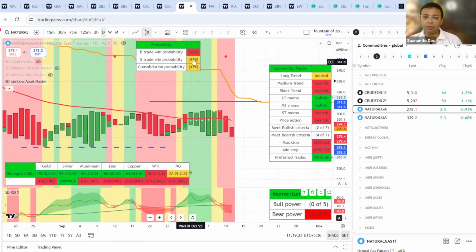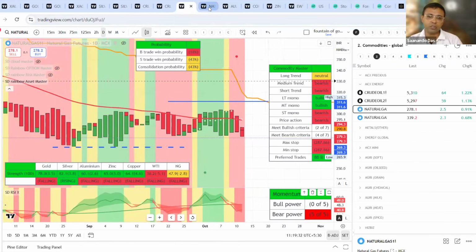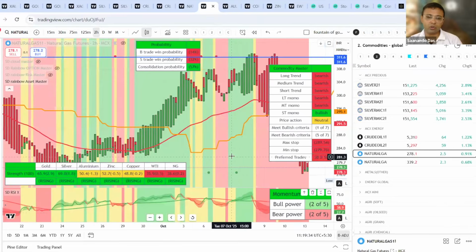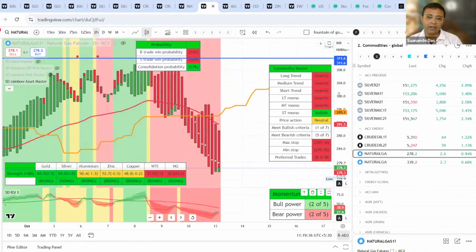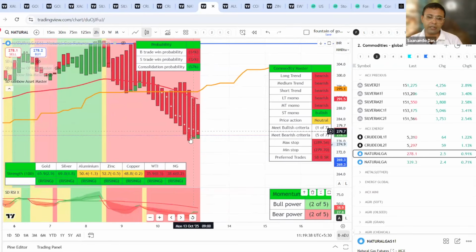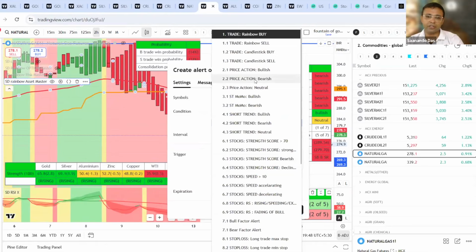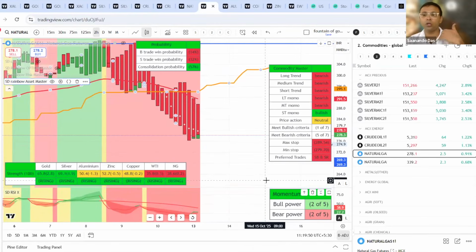Sell trade का win probability is around 43%. Consolidation होने का chance भी 43%. So I think natural gas में मुझे लग रहा है कि ज्यादा chance है कि consolidation होगा. करंटली एक करेक्शन होते हुए दिख रहा है द ऑपोजिट साइड. सो फर्दर पोजीशन के लिए आइदर हमें बुलिश टर्न का इंतजार करना पड़ेगा, या तो प्राइस एक्शन बियरिश के साथ ये अलर्ट लगाइए, प्राइस एक्शन बियरिश, फिर से हम लोग बेचने की सोच सकते हैं.